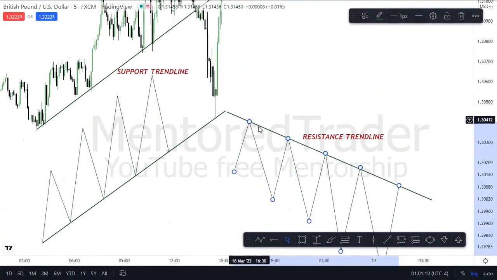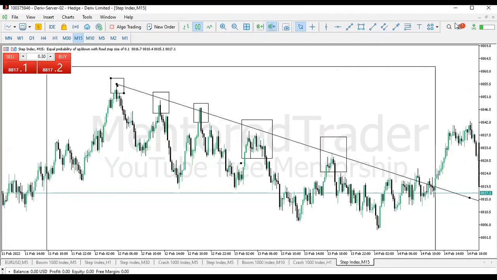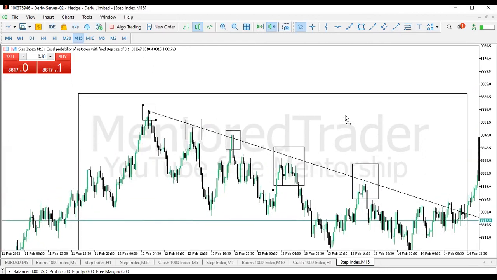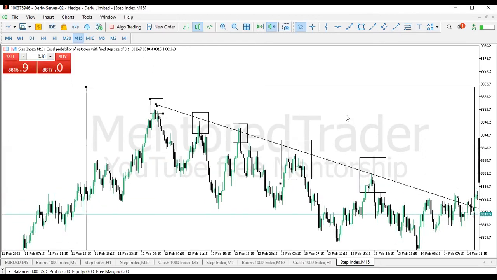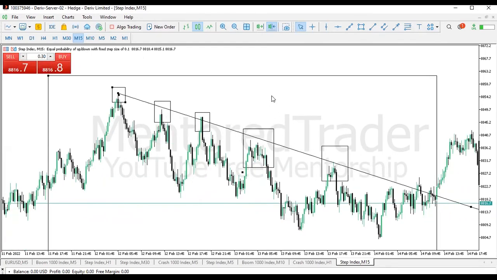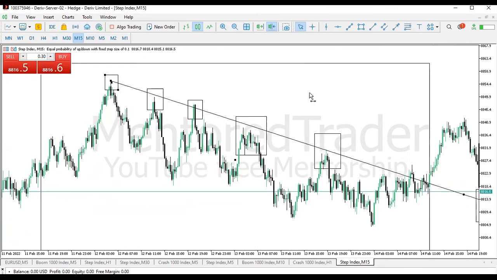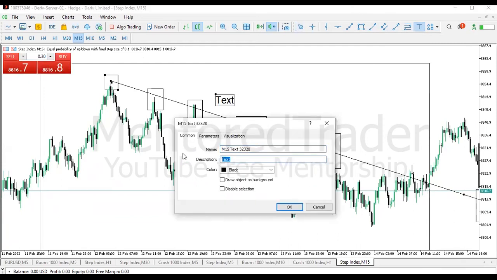So let's look for this setup. Let's find this setup on the chart. Okay, here what we see, we said that this is the downtrend version, the resistance trend line. We said that if it is a downtrend that we are looking at, this will be the resistance trend line.